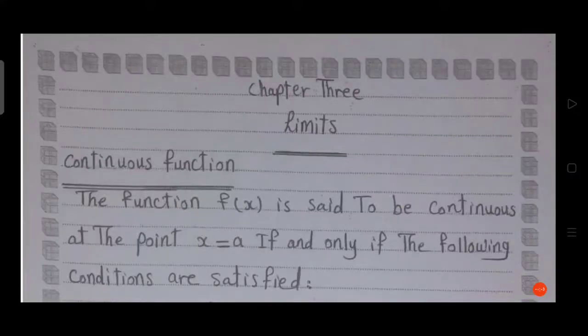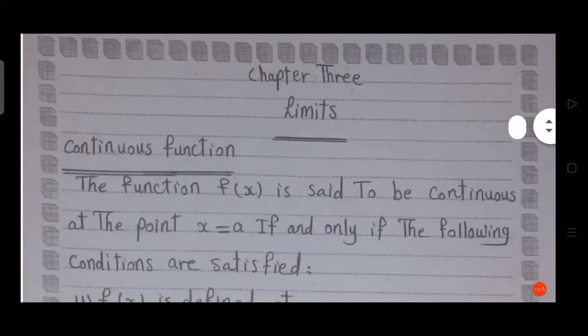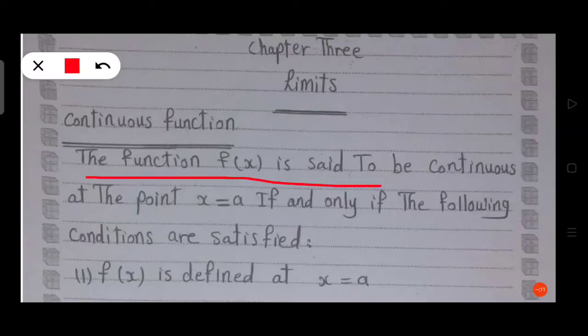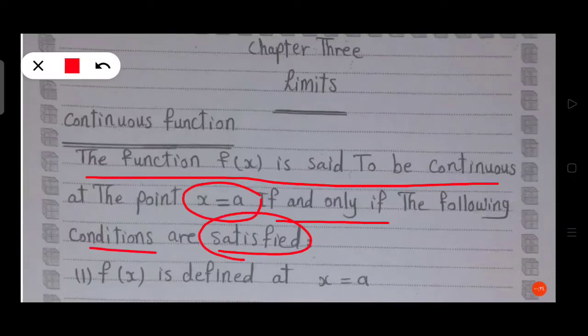إن شاء الله النهاردة هنكون مع شابتر 3 الجزء الخاص بالليميتس. هندرس فيه الكونتينوس فانكشن أو الدوال المتصلة. إحنا بنقول the function f of x is said to be continuous function at point x equal a if and only if the following conditions are satisfied. يعني أنا أقدر أقول إن الفانكشن ال f of x دالة متصلة إذا حققت معايا تلات شروط.